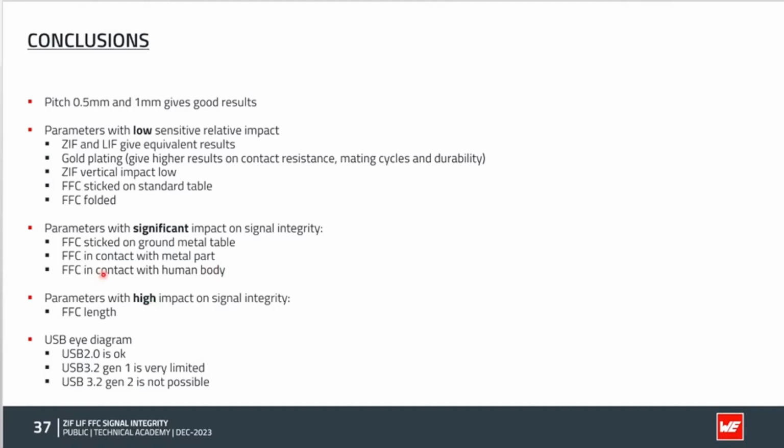And of course, what has a high impact on signal integrity is the FFC length. The connector is quite small, and what is important is to limit the impedance mismatch over a long length. So long cables are an issue for signal integrity. USB 2.0 is okay. USB 3.2 Gen 1 is okay up to 200 millimeters, and Gen 2 is not possible.